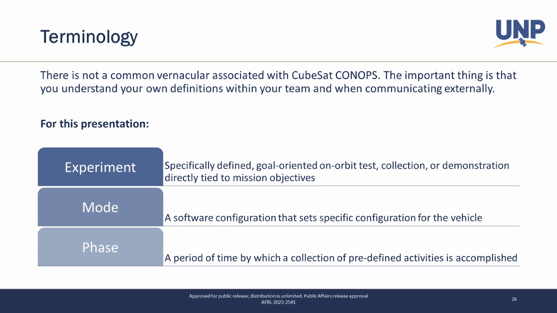In this case, for this presentation, we'll talk about an experiment, which we've already beat too much, but we talked about an experiment, which is a specifically defined goal-oriented test, collection, or demonstration. A mode, contrarily, is a software configuration, so the state of the vehicle to achieve different behaviors. And then a phase in this presentation, again, is just a period of time where predefined activities exist. So a good example of a phase would be what we call LEOPS. A lot of people call LEOPS the first part of your mission or launching a LEOPS. So that's an example of a phase in this particular brief.